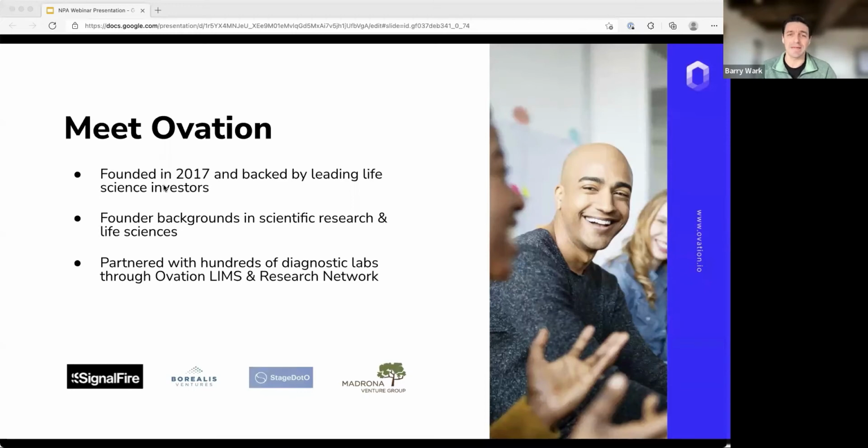A network participation agreement governs labs' participation in the Ovation Research Network. So today we're going to cover important aspects of this agreement. Our goal is to orient you to important sections of the network participation agreement and to answer common questions about network participation along the way.